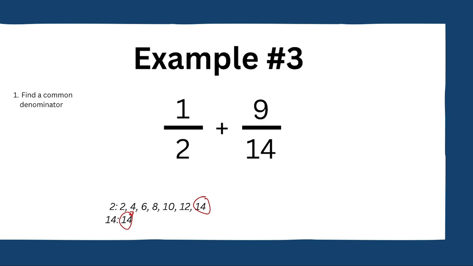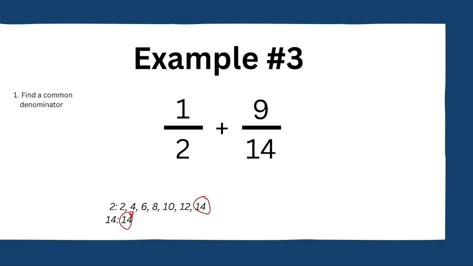Now before I go any further, you can actually see how if you did multiply the denominators together, you would have actually got 28. It is a multiple that they both share, but it's not the minimal denominator that they share, the minimal multiple that they can possibly share.